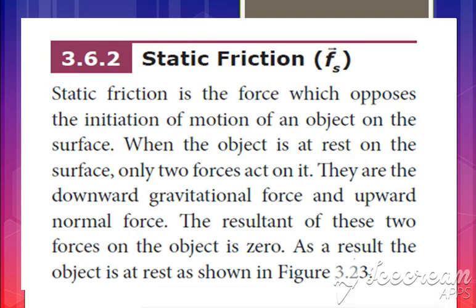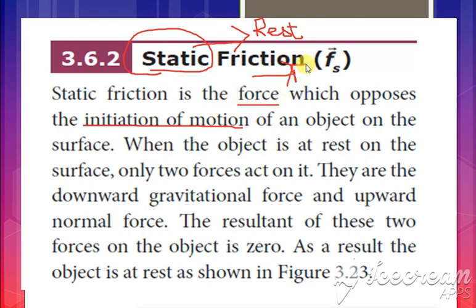Yes. So next we have what is static friction. There are two types of friction we have. The first one is static friction. Next one is kinetic friction. So what is meant by static? Remember, static means we have to know the word rest. Rest is which is not moving. Okay. So static friction is a force which opposes the initiation of motion. So it keeps an object from moving and holds it as it is.